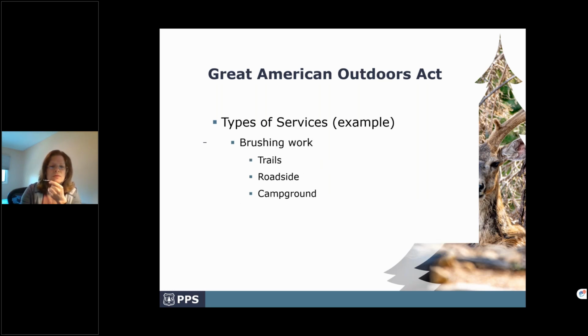So the different types of services, and these are just examples, it's not limited to just this, but a lot of what we're probably looking to do is to get some brushing work on the trails, along the roadsides, and in our campgrounds to get those cleaned up. Next slide, Jody.